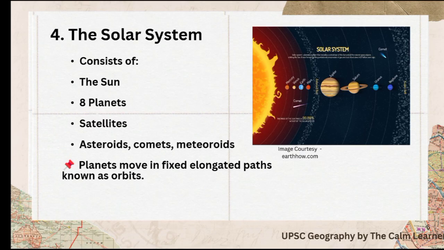Now, let's move on to the solar system. The solar system consists of the sun, 8 planets, the satellites, or as we call them, their moons, and other celestial bodies like asteroids, meteoroids, and comets. The sun is at the center of the solar system, and all the planets move around the sun in fixed paths called orbits.